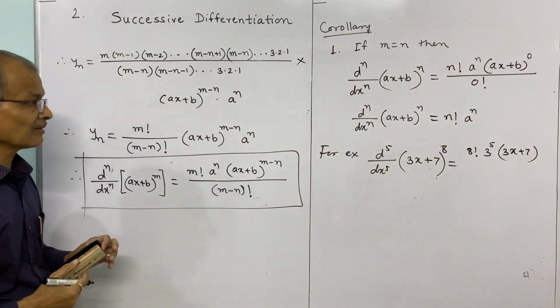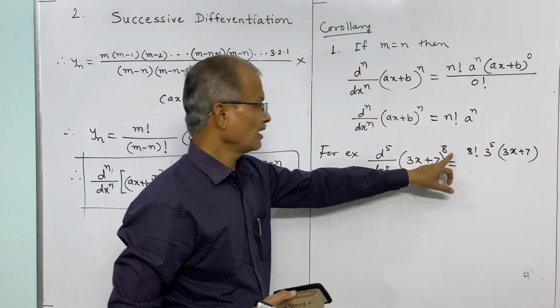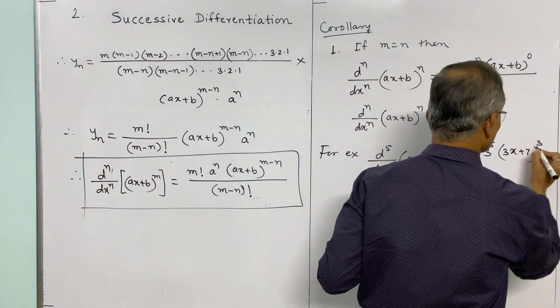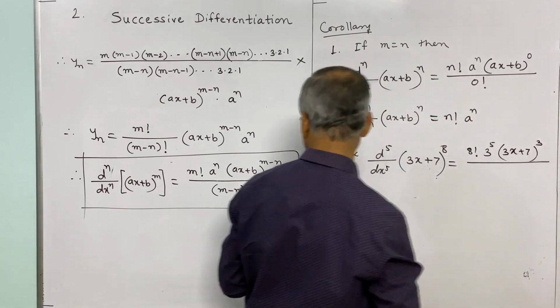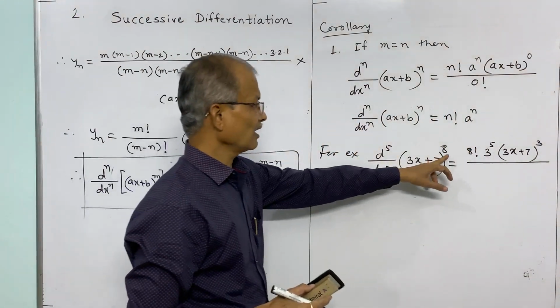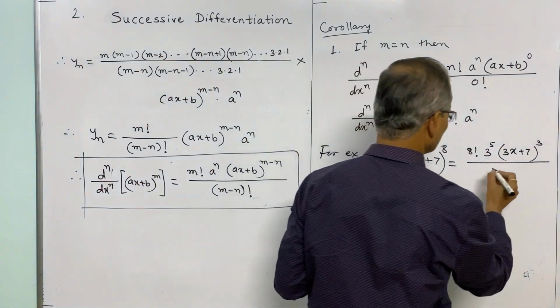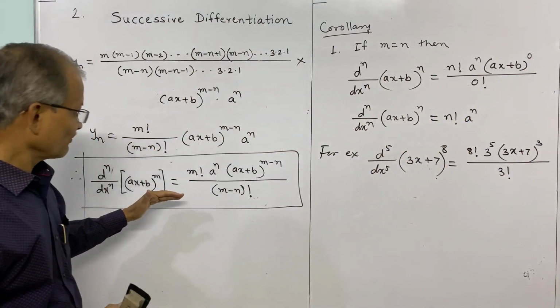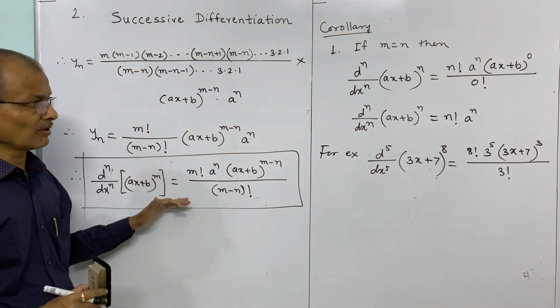What is m here? That is 8. And n is 5. So 8 minus 5, and that is 3. So divided by m minus n factorial, the factorial of m minus n. M is 8 and n is 5. That is 3 factorial. So this is the answer. So in that way, by comparison, we have to use the formula.